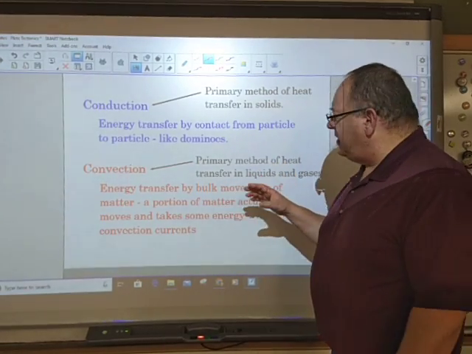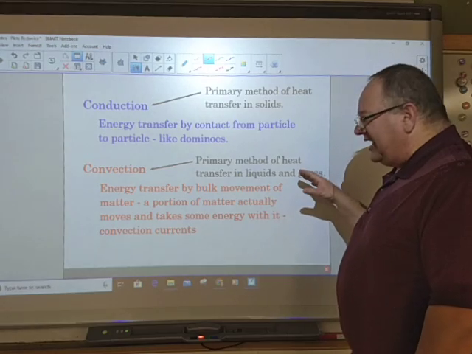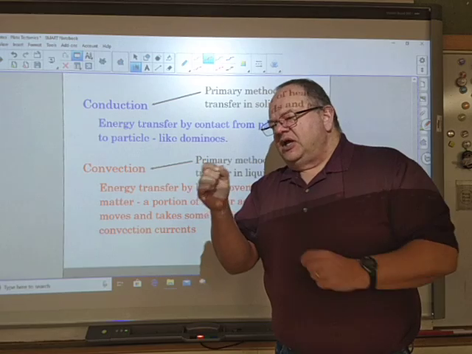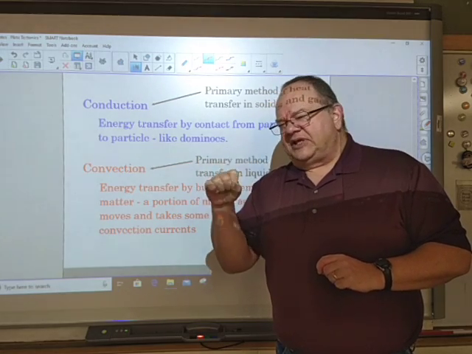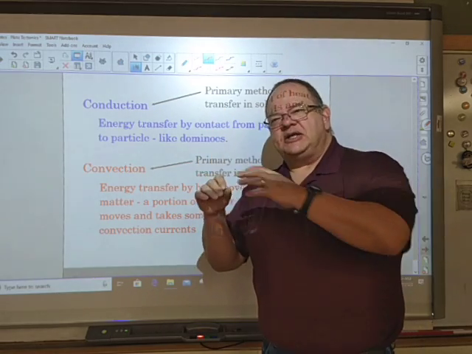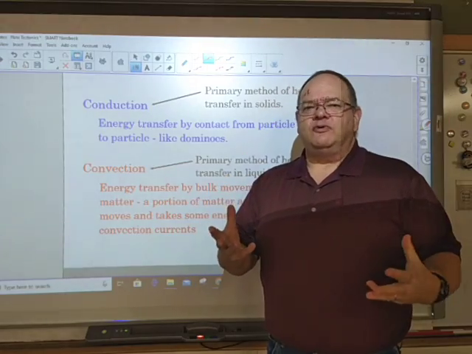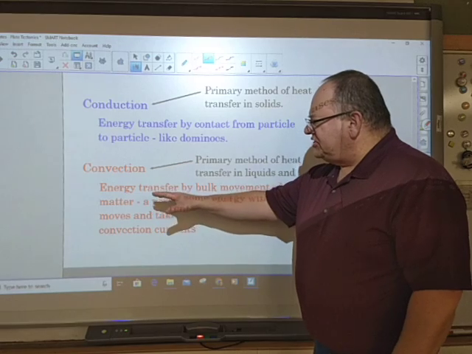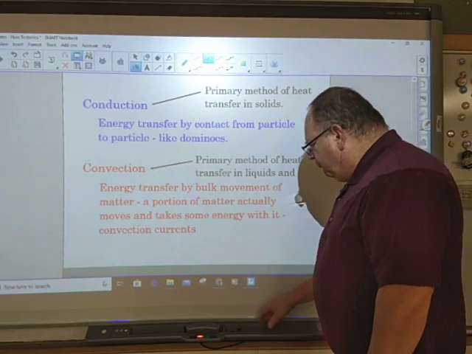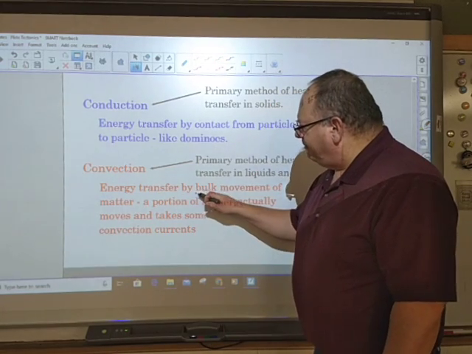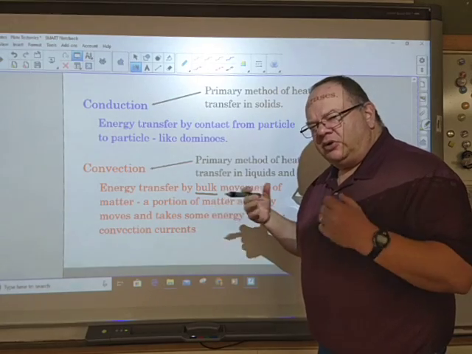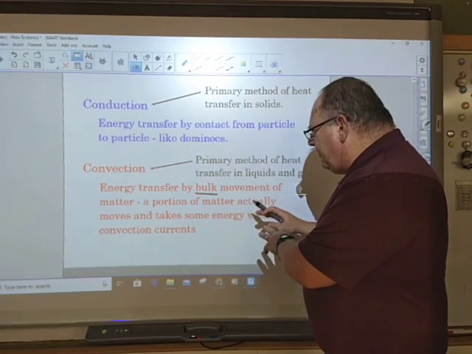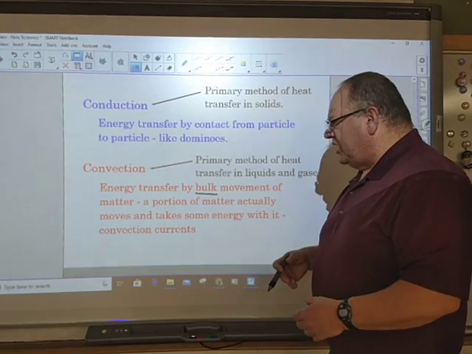Now we get to convection. Convection is the primary method of heat transfer in liquids and gases. And the idea is that liquids and gases are able to move. Solids, the particles are moving back and forth, but they can't go anywhere. In liquids and gases, the particles can actually move and flow. And so what happens is convection is the energy transfer by bulk movement. Okay? Now, bulk just means a lot. Okay? The matter is actually moving. Bulk movement of matter. So a portion of the matter actually moves and takes some of the energy with it.